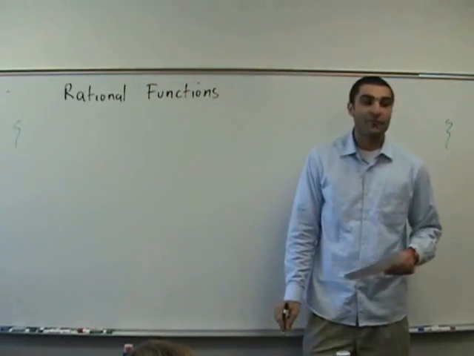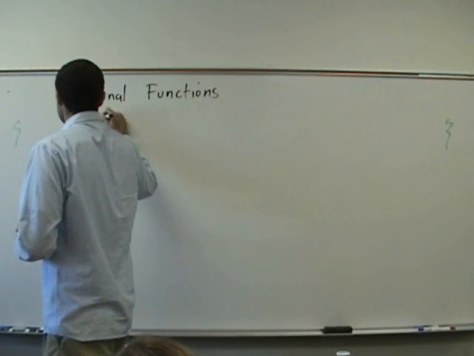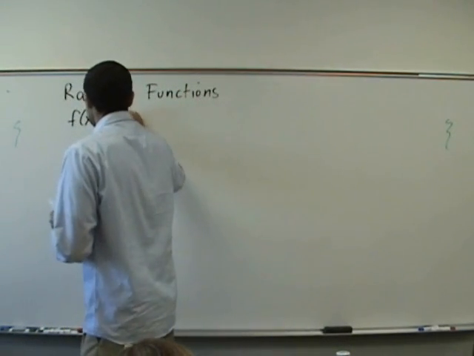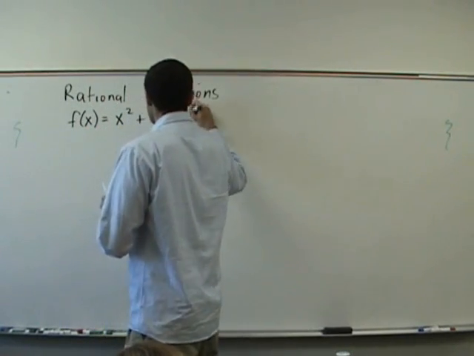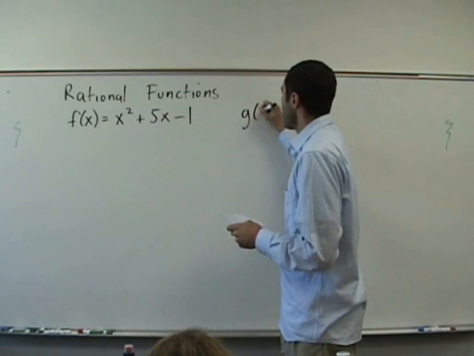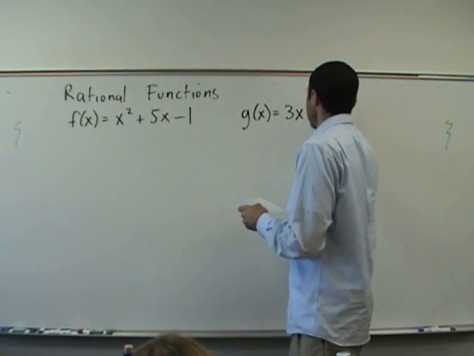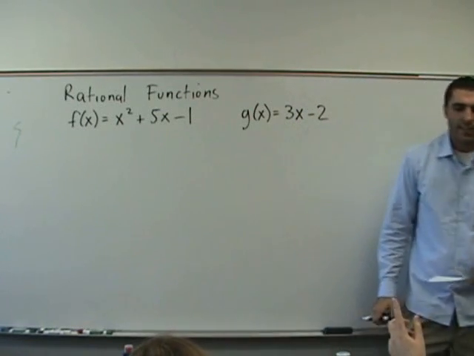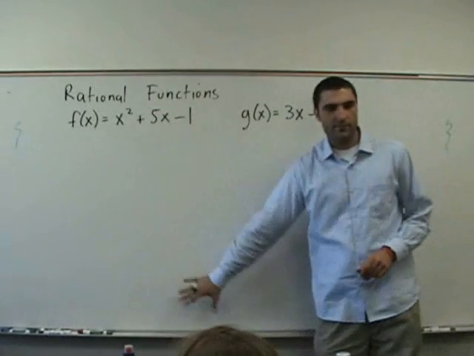Please write the following functions. f of x equals x squared plus 5x minus 1. g of x equals 3x minus 2. Write them side by side, because we're going to be working with them.